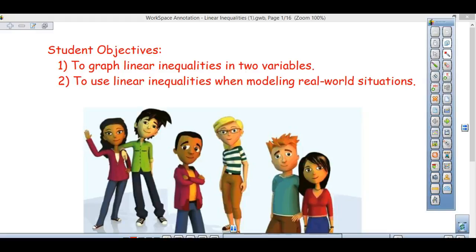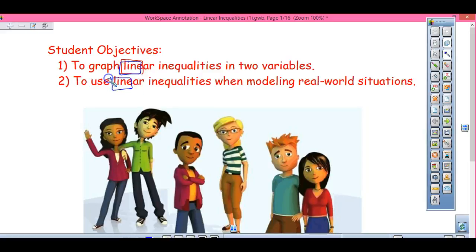With linear inequalities. Somebody remind me what linear means. Just line. Okay, it doesn't have anything to do with being straight. It has to do with line. And if you look at the word, it's got the word line in it. Okay, linear inequalities are inequalities within a line.